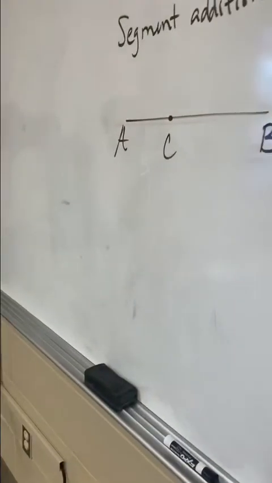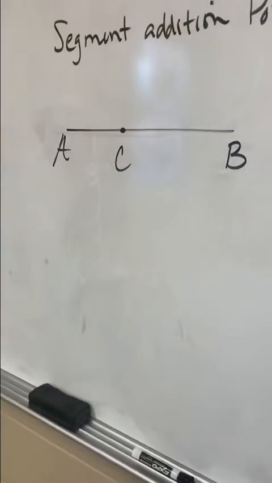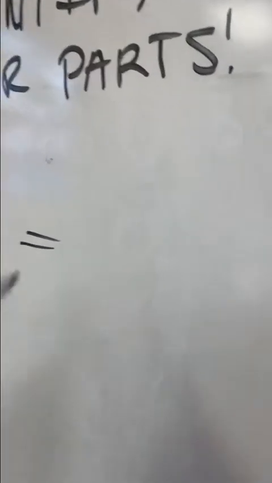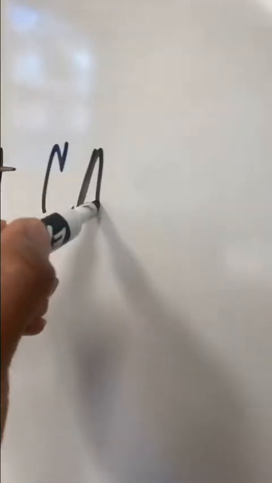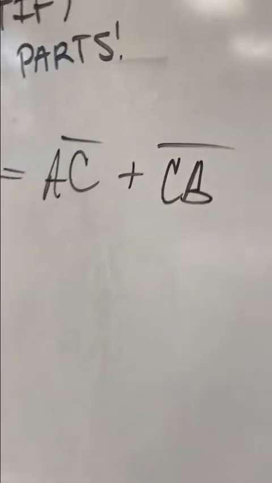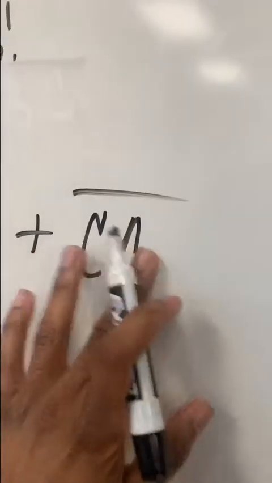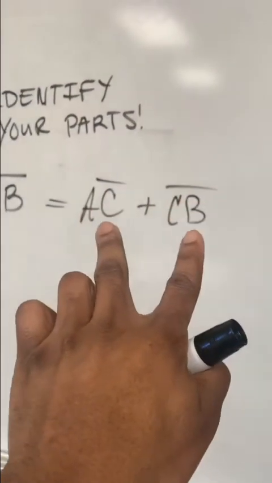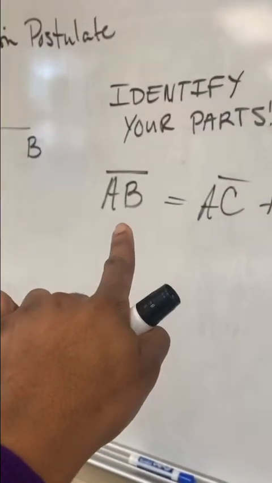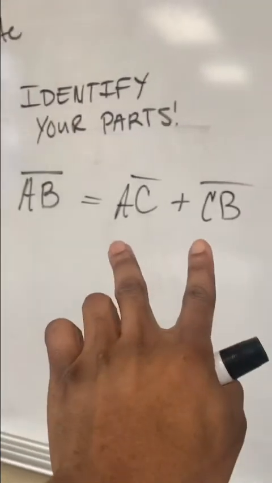Now, segment AB happens to have a point C somewhere in the middle between A and B. So what that lets us know is that if I go from A to C, segment AC, and I add segment CB, you have to excuse that, let me rewrite that. If I add those two pieces up, I get the whole segment.